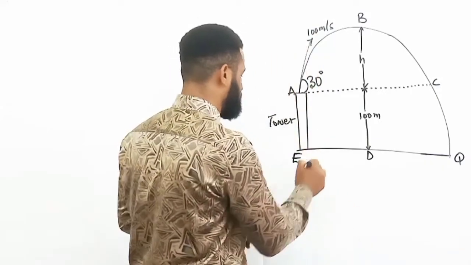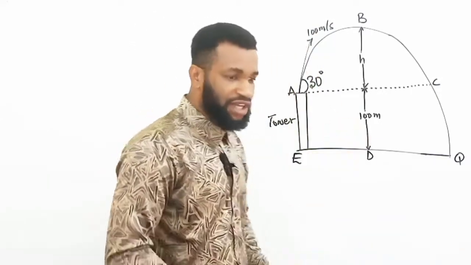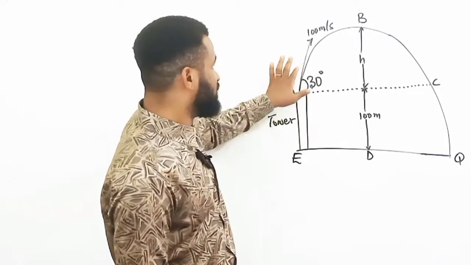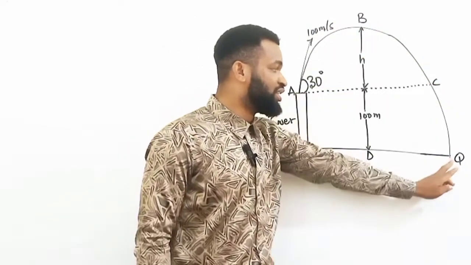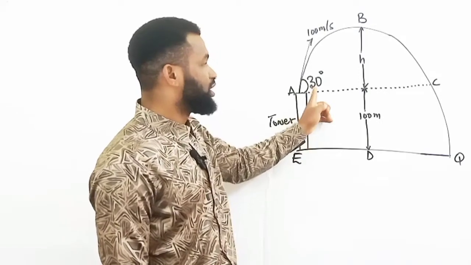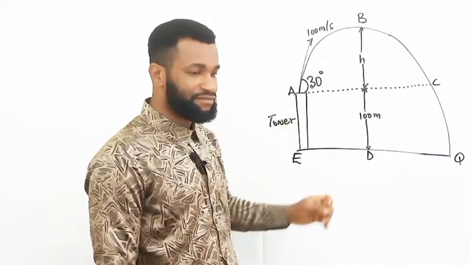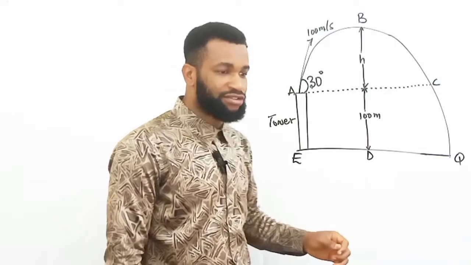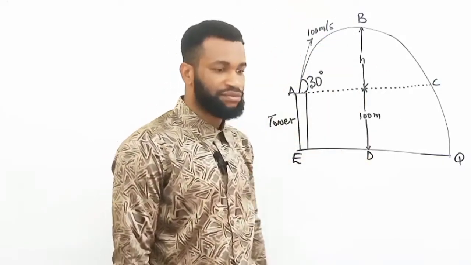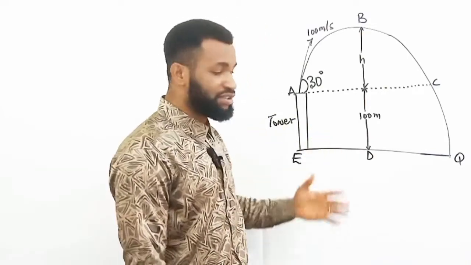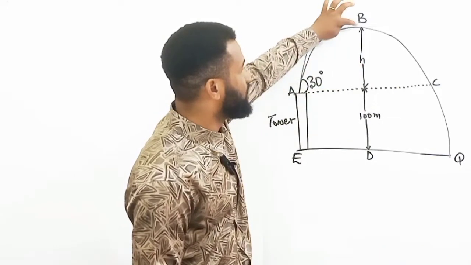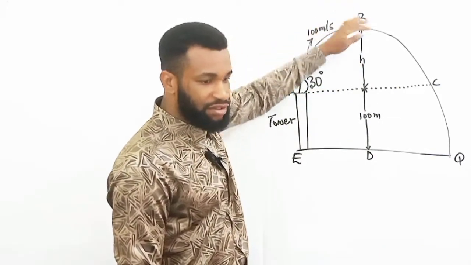This is E. Then, like we said before, a stone is projected from the top of the tower, on the top like this, until it hits the ground again. Then the angle of projection is 30 degrees. Then the initial velocity is 100 meters per second. Then we are asked to calculate the maximum height reached. That means from here to here is the maximum height reached.